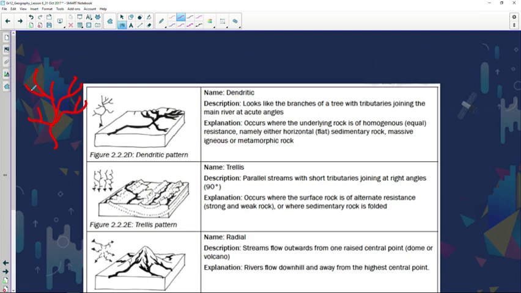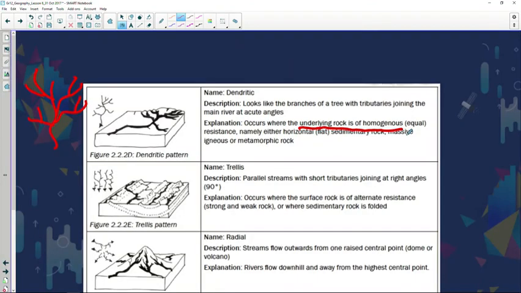But very importantly, the reason why it joins like this is the following. The underlying rock is homogeneous. What does it mean? The underlying rock is exactly the same. It means it's got the same resistance. It means the underlying rock underneath that drainage basin is the same. It means there's the same amount of infiltration taking place. It's not like it's a mixture of rocks that's permeable or impermeable. It's only permeable rock or only impermeable rock.